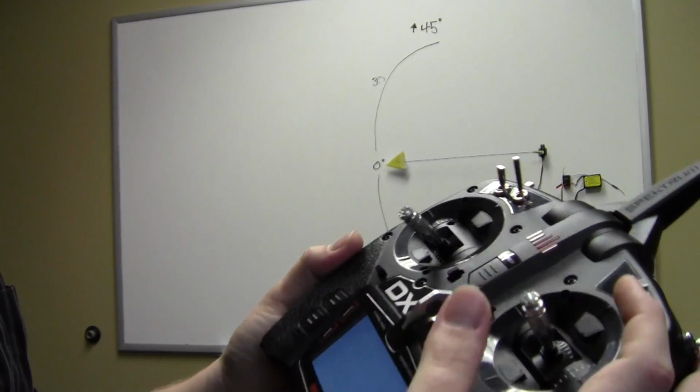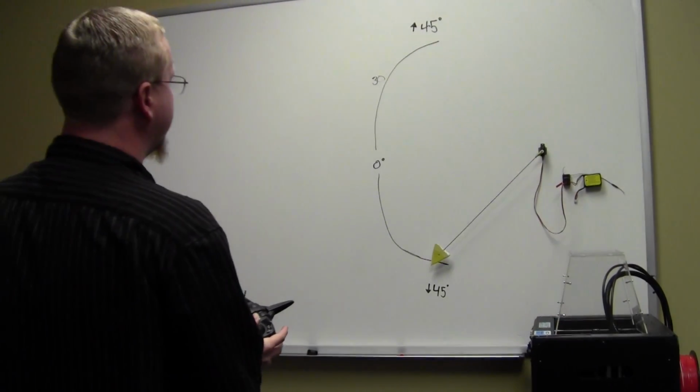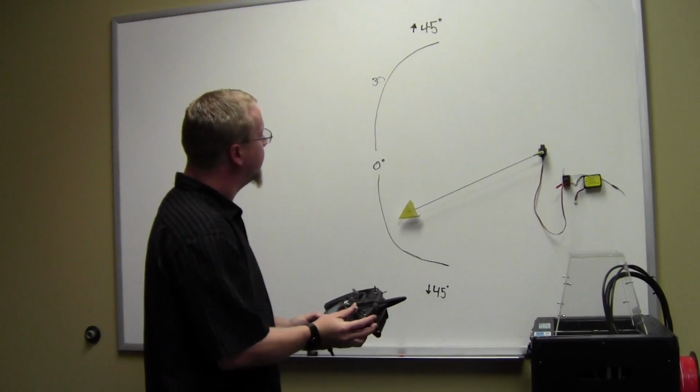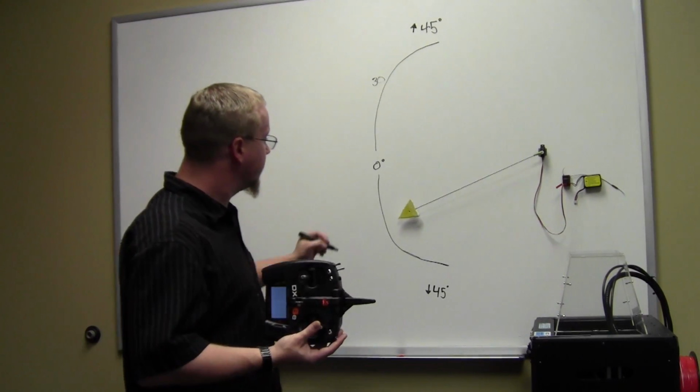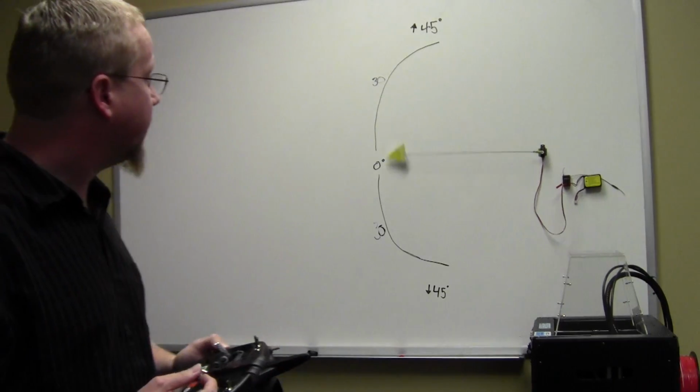And we'll do the same thing for down. Go down. It looks like it's 30 degrees. So that just kind of gives you the idea.